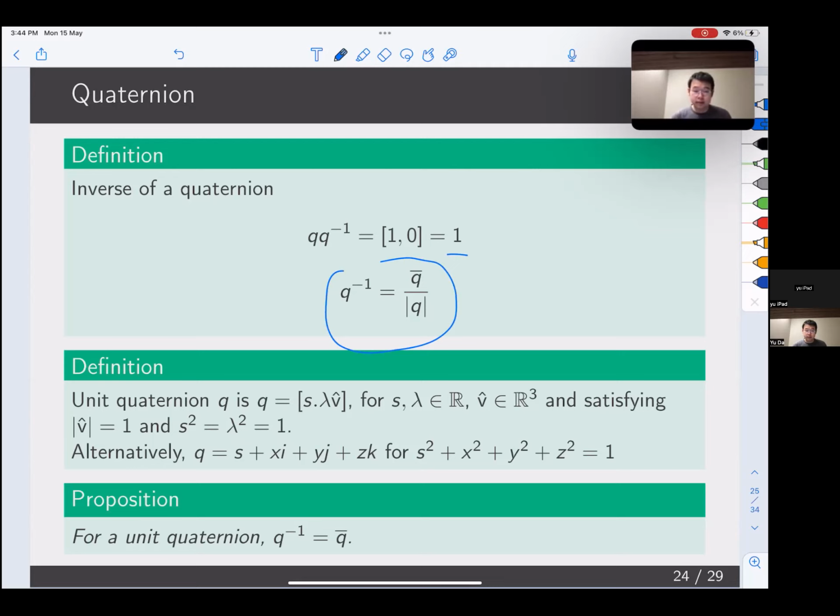Then we define the unit quaternion as a quaternion with norm 1, that is, those coefficients squared sum to 1. And we can see that for a unit quaternion, the q inverse is just equal to the conjugate of itself because the norm is 1.